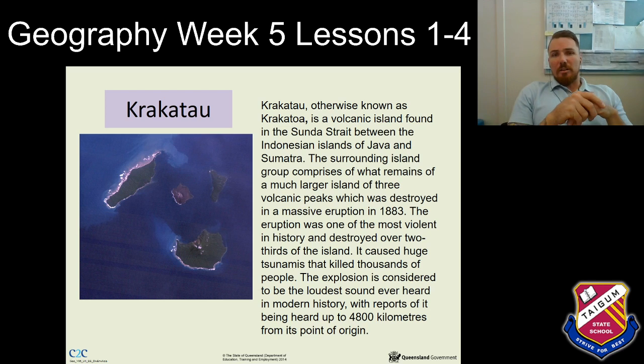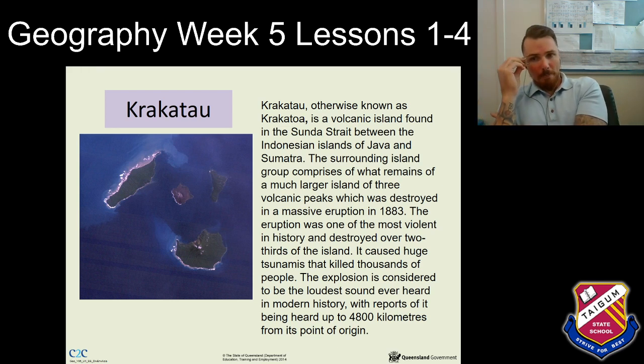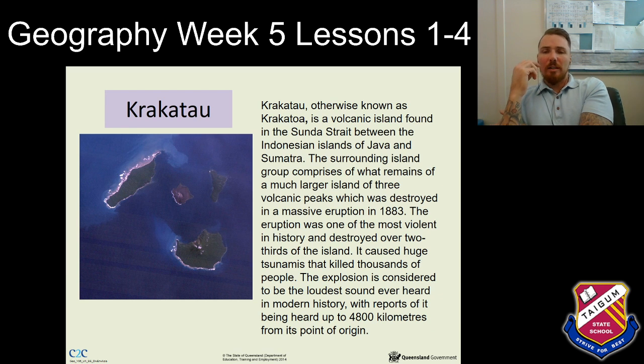Krakatau, otherwise known as Krakatoa, is a volcanic island found in the Sunda Strait between the Indonesian islands of Java and Sumatra. The surrounding island group comprises what remains of a much larger island of 3 volcanic peaks, which was destroyed in a massive eruption in 1883. You might have heard of Krakatoa before. The eruption was one of the most violent in history and destroyed over 2/3 of the island.